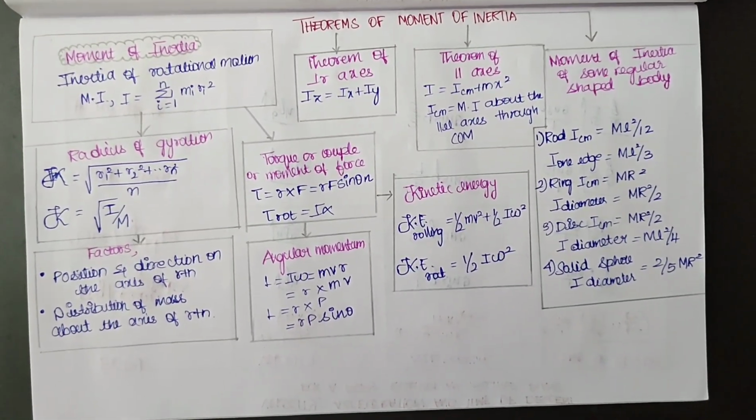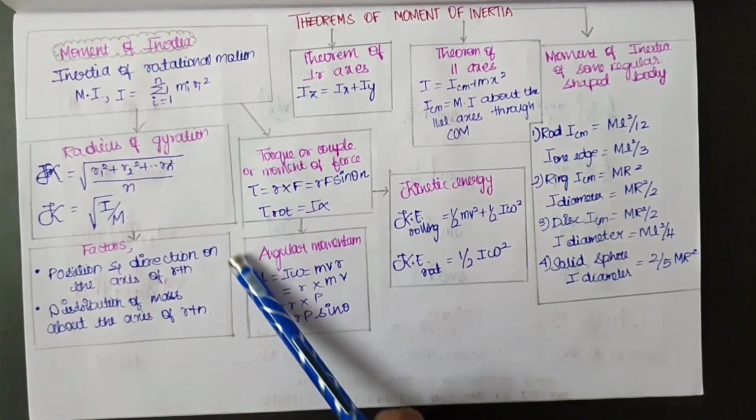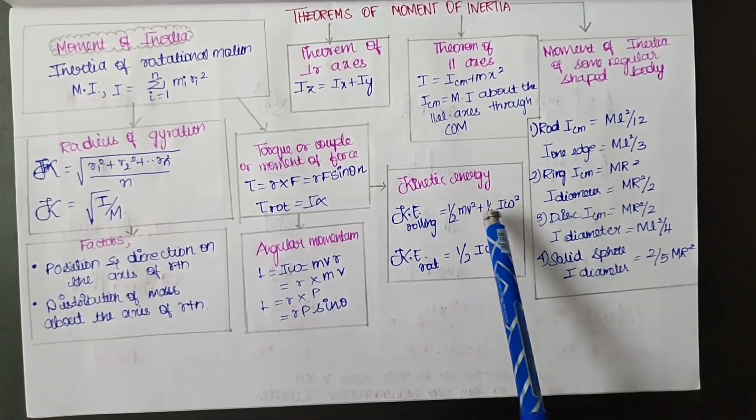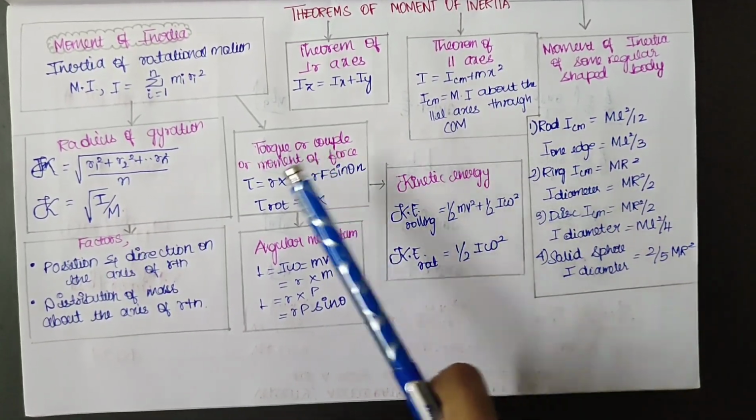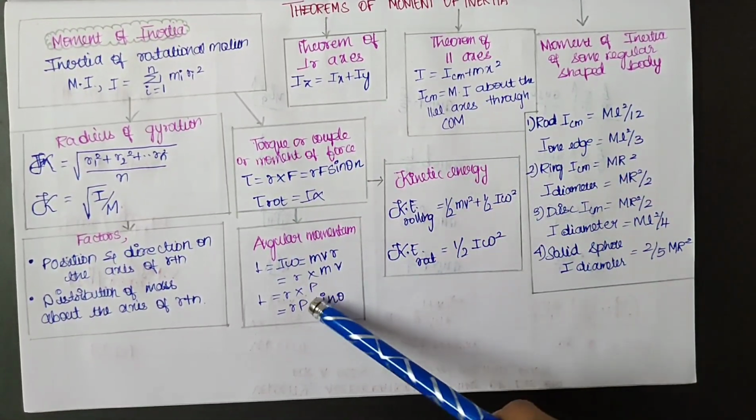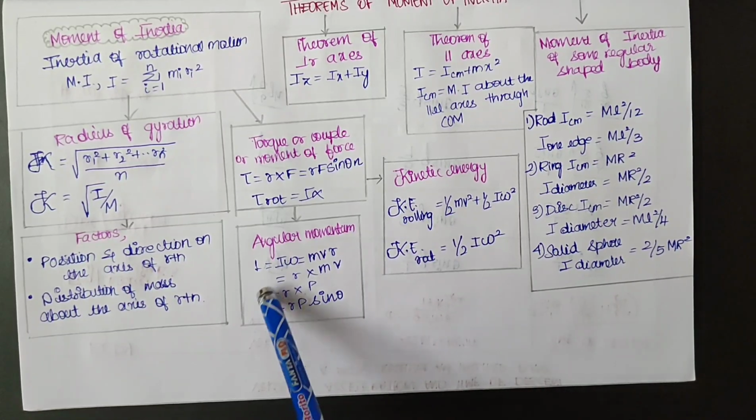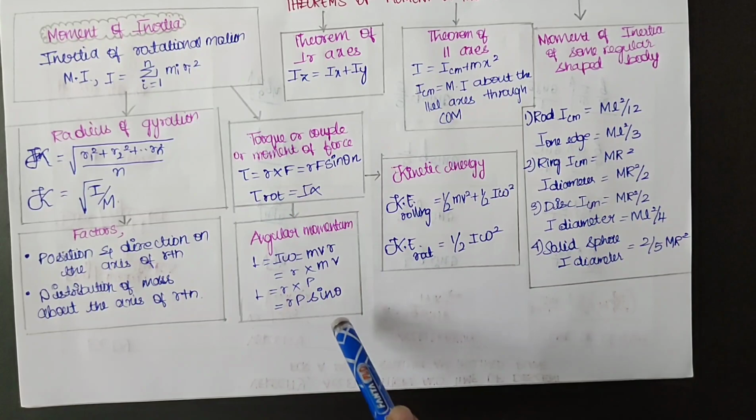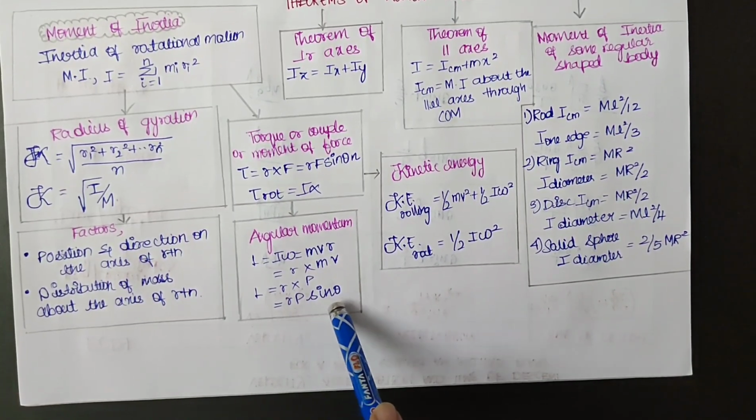And now we will see the formulas for torque, angular momentum and kinetic energy using the moment of inertia. Okay, so torque can be written as I into alpha, and for angular momentum, we can write it as I omega. By deriving all the steps, you can also write it as r p sin theta.